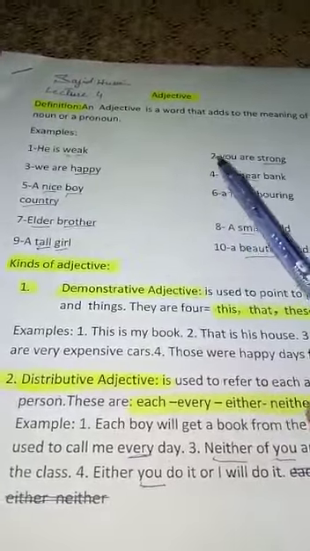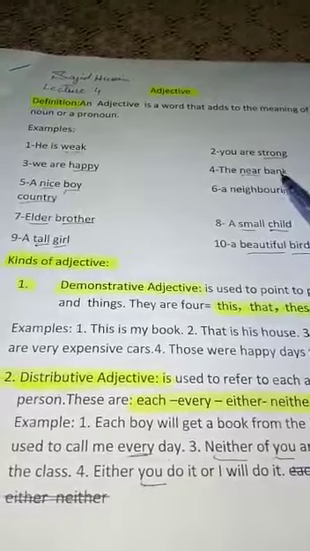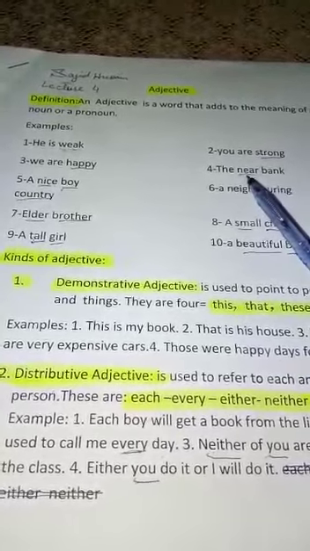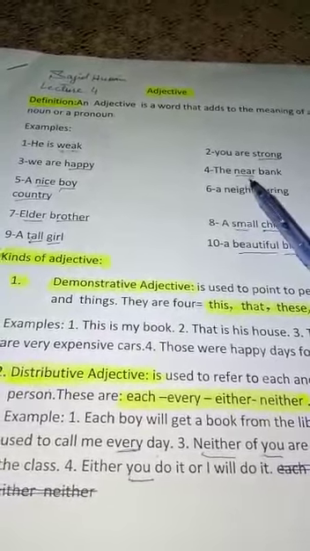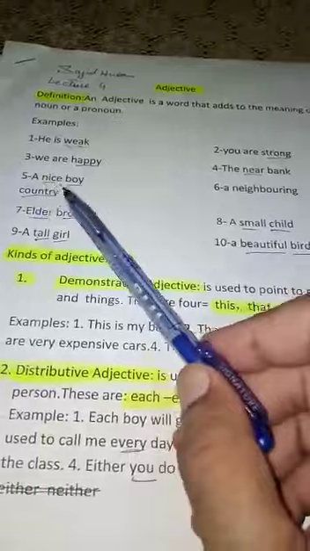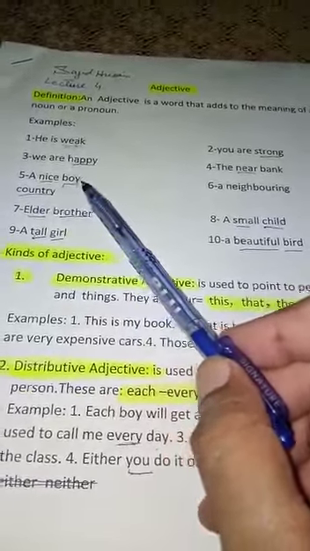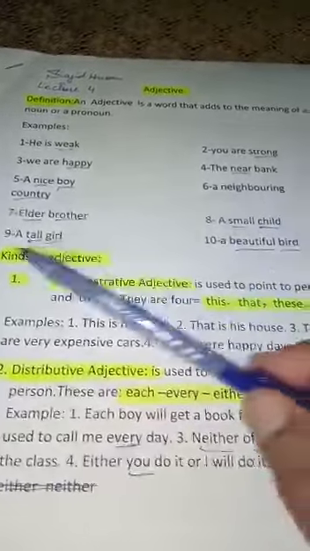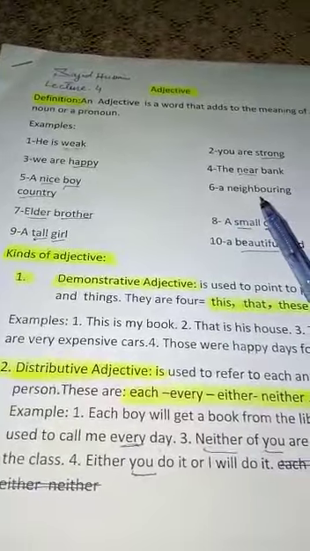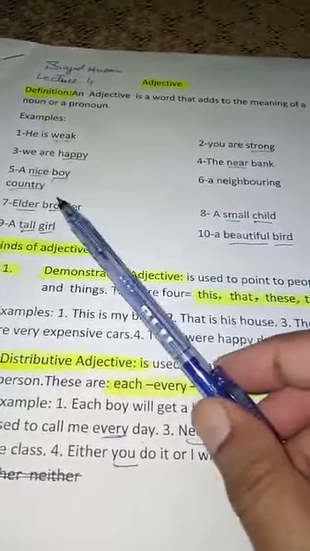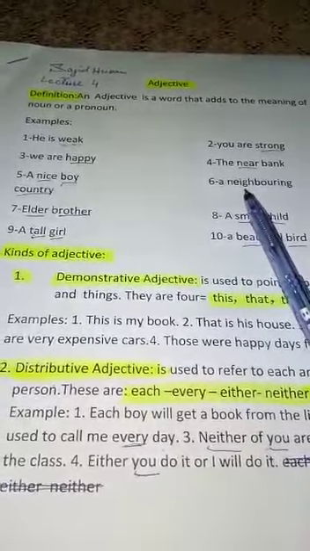They are adjectives. The fourth sentence is the near bank. Bank is a noun, and near adds to the meaning of the noun bank. This is adjective. A nice boy. Boy is a noun, and nice adds to the meaning of the noun boy. A neighboring country. Country is a noun, and the word neighboring adds to the meaning of the noun country. Neighboring is an adjective used in this sentence.